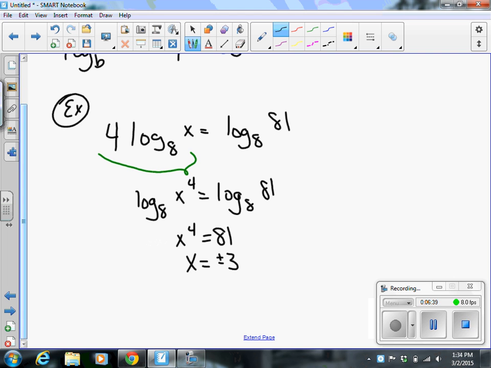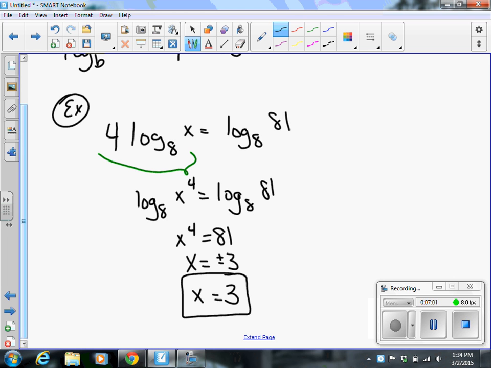Remember how we went back to we couldn't always have a negative? This is where you need to check. Okay, this negative 3 actually does not exist. So our answer is just a positive 3. Okay.